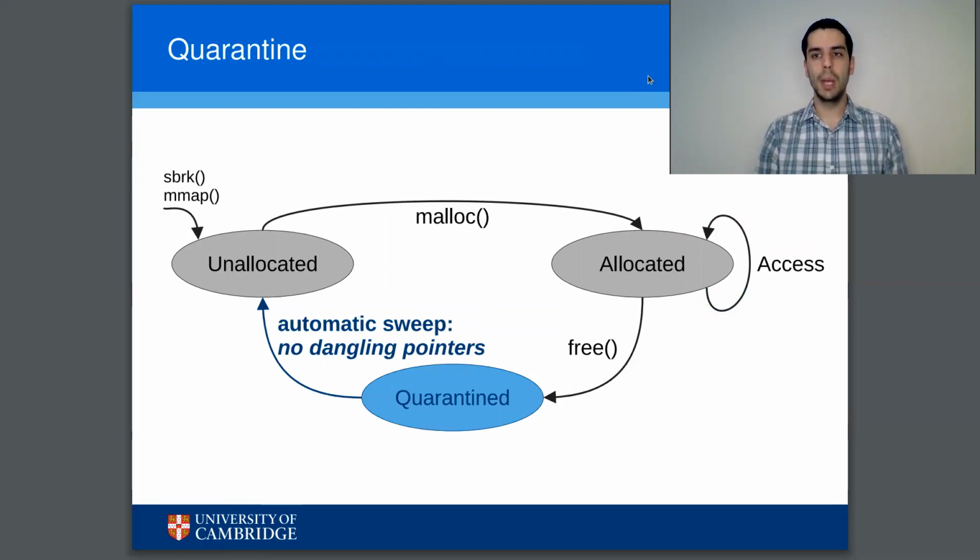MineSweeper breaks this loop by introducing a third quarantine state. Objects that are freed by the programmer end up in quarantine until an automatically triggered linear sweep of memory proves the absence of dangling pointers. When there are no more dangling pointers, there is no way to address the object, and therefore there is no way to trigger a use-after-free after this point.